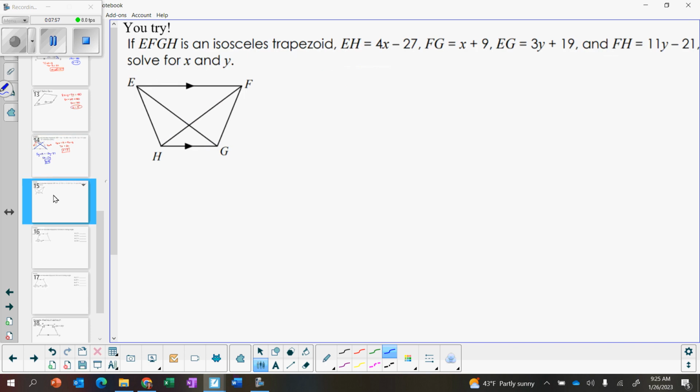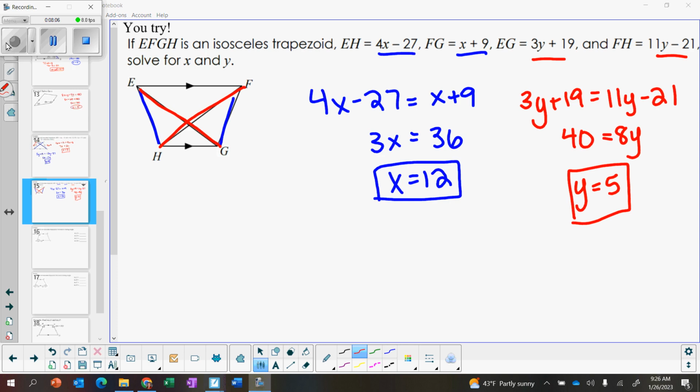All right, so go ahead, try this next problem. Pause when you're ready to see the answer, hit play. All right, so we set our two legs equal, we get x is 12, and we set our two diagonals equal, and we get y equals 5.